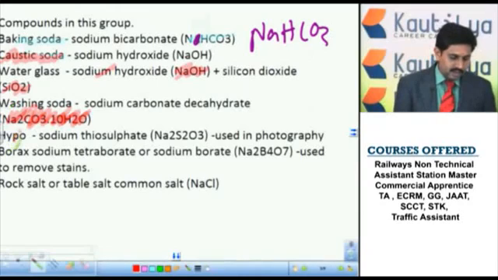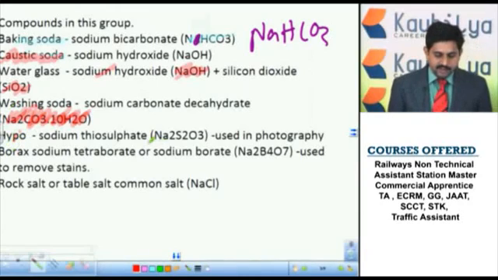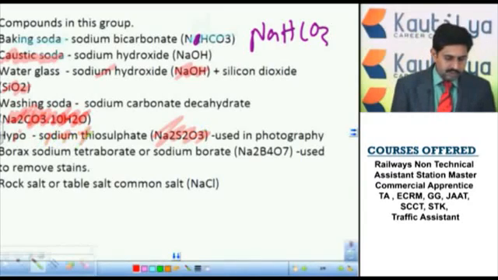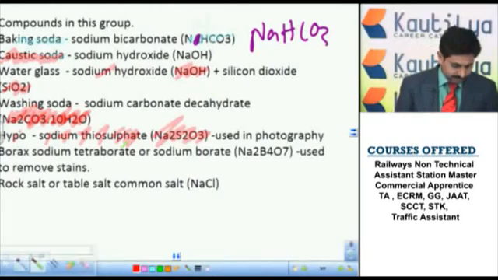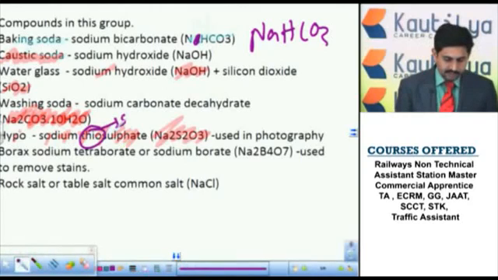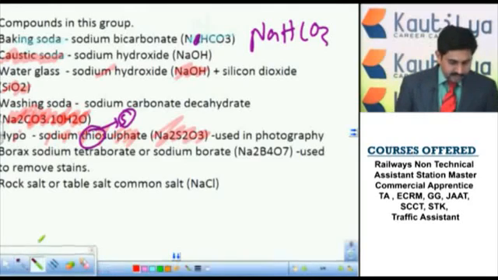One more is called hypo, which is used in photography film. The formula of hypo is Na2S2O3, and it is called sodium thiosulfate. The chemical name of hypo is sodium thiosulfate. Baking soda is sodium bicarbonate. Caustic soda is sodium hydroxide. Water glass is sodium hydroxide plus silicate, NaOH plus SiO2. Washing soda is sodium carbonate decahydrate. Soda ash is sodium carbonate. Hypo is sodium thiosulfate. Thio means sulfur.